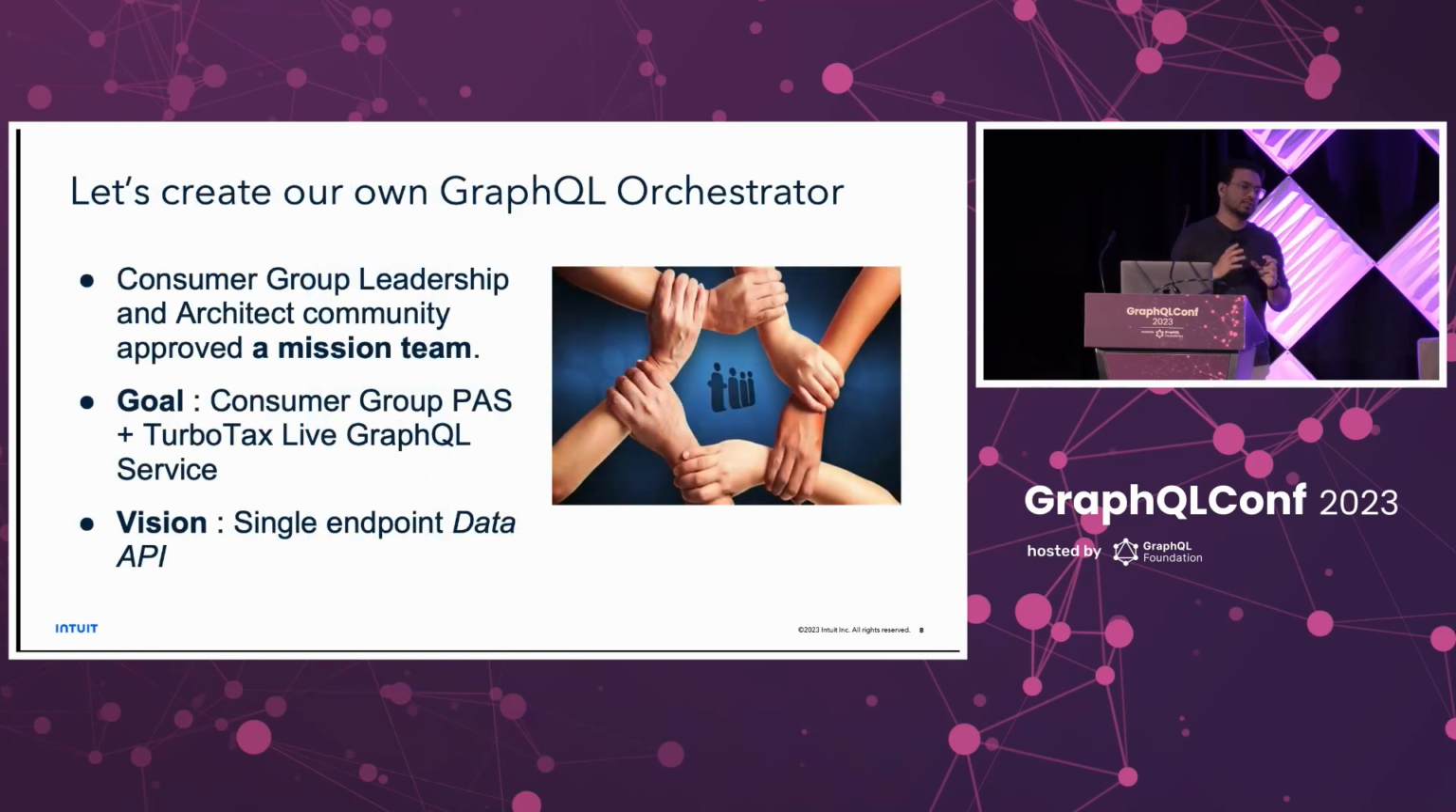So from the learnings from these 2 orchestrators, we decided to come up with our own orchestrator. We surfaced the issues with the consumer group leadership and the architect community, and got a mission team approved to work on our own orchestrator. The goal was very modest: let's just combine the TurboTax Live GraphQL service and the consumer group PaaS schema into one unified graph, and then project it to the consumers. But we had the vision that this GraphQL orchestrator would be the single endpoint data API for all things data fetching in the consumer group.